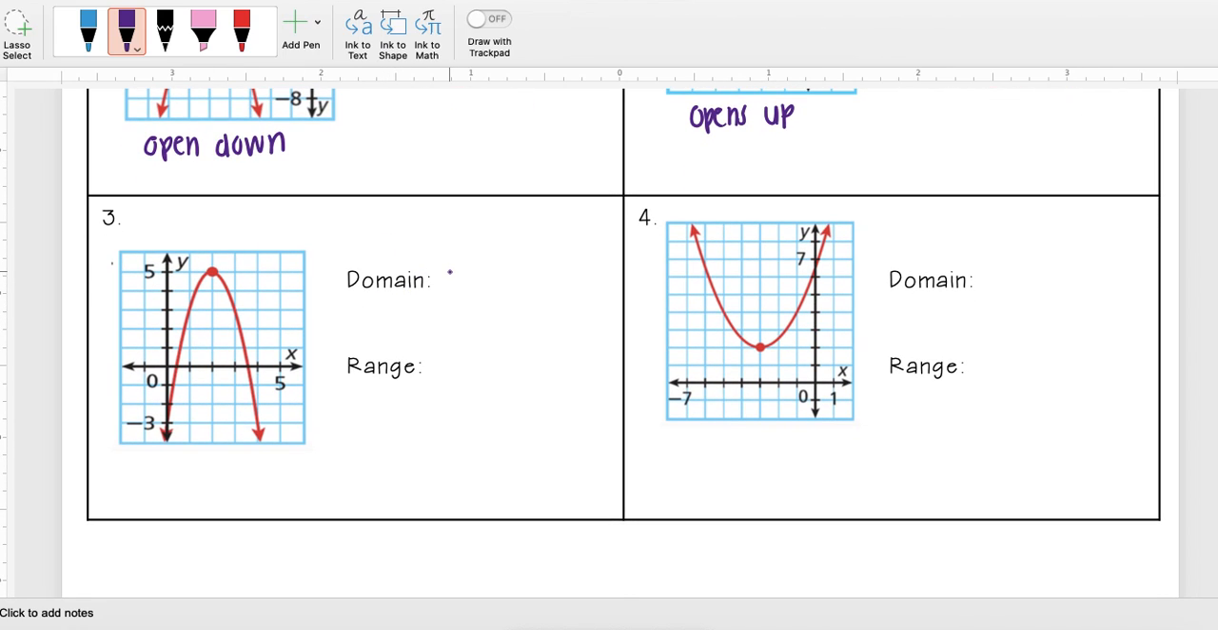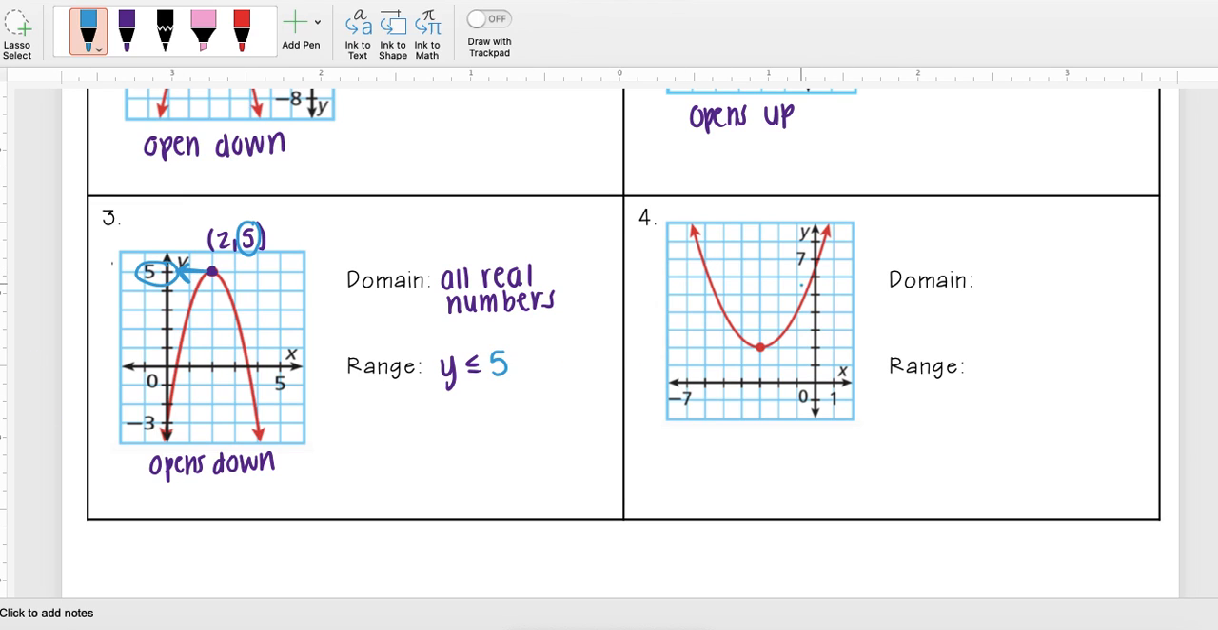Okay, for number 3, domain, all real numbers. Range, this graph is opening down. So that means it's going to be y is less than or equal to. And so now I need to figure out what the y value is of my vertex. My vertex is here, and that's at 2, 5. And so that means it's going to be y is less than or equal to 5. This is my y value of the vertex. Another way, again, you can look at it is seeing where it goes here.